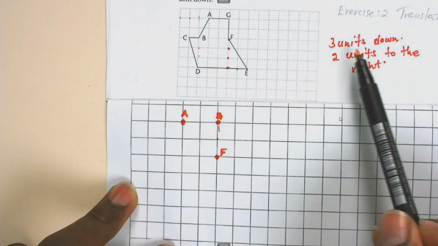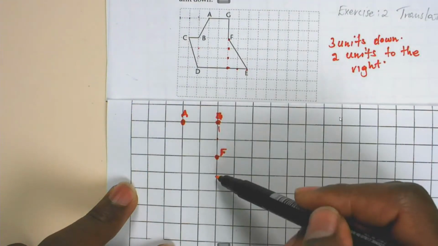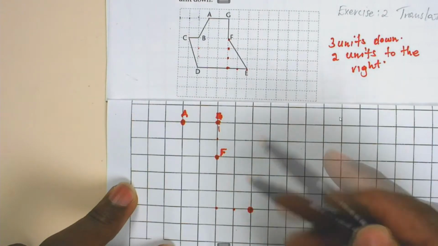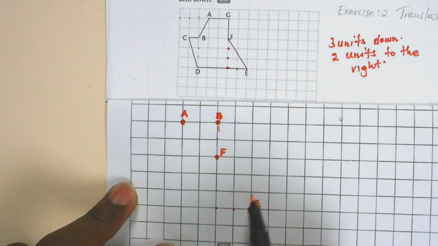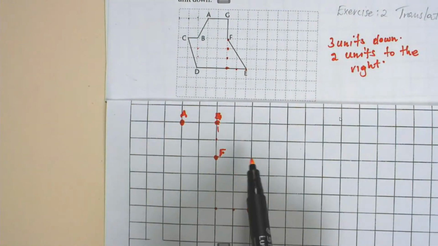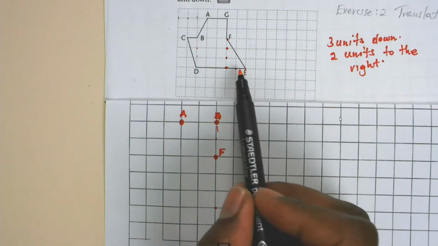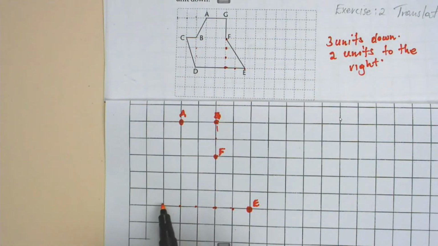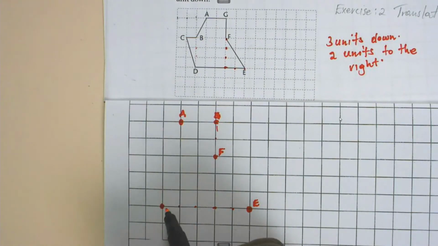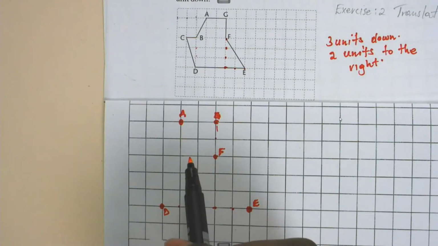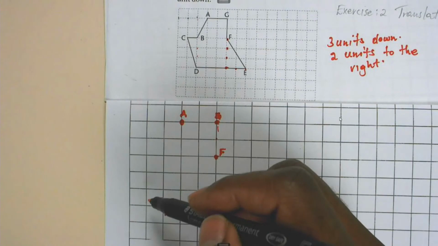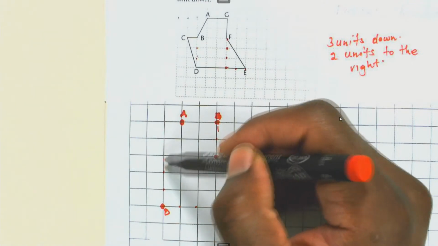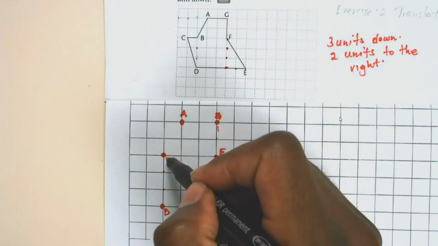From point F to point E, we wrote it here, guys: 3 units down and 2 units to the right. So 1, 2, 3 units and 1, 2. This will be our point E. And from point E, we go backwards now. How many units from point E to point D? We have counted 1, 2, 3, 4, 5. Here it will be our point D. Then from point D to point B, we go up 1, 2, 3. So here it will be our point B.